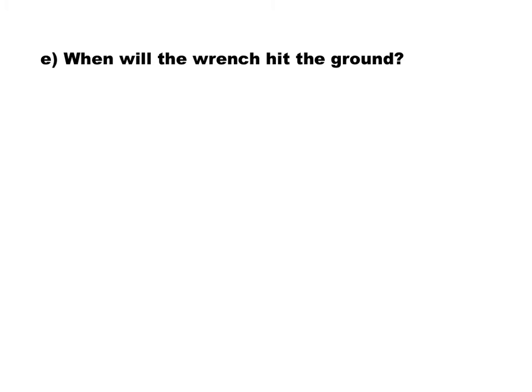The next question is, when will the wrench hit the ground? We have already done this one. This is the x-intercept, meaning the equation, which is h is equal to negative 4.9 t squared plus 342. When it hits the ground, h becomes 0. So this has to be 0.